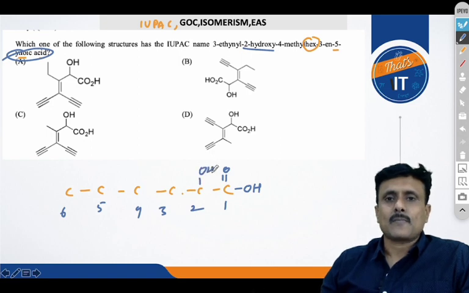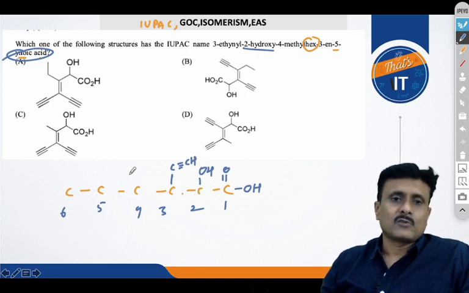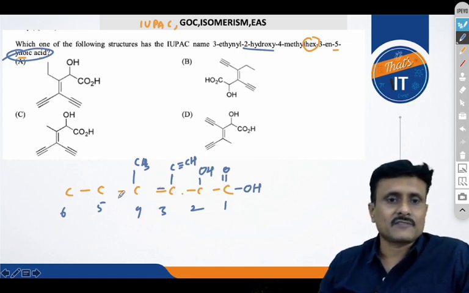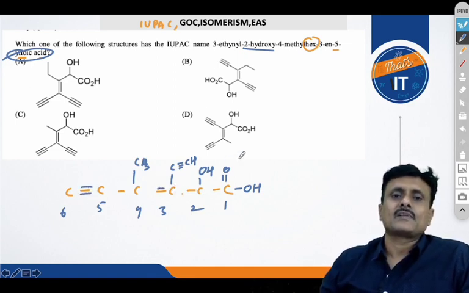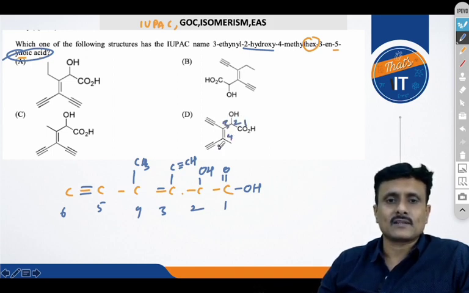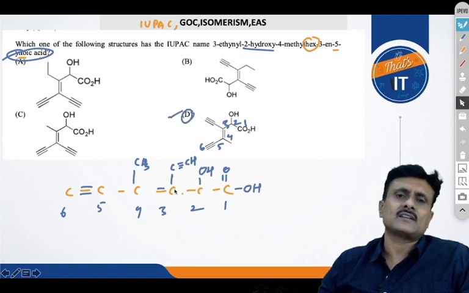Second has OH, isn't it? Third has ethynyl, you know ethynyl is C triple bond CH. Fourth has methyl, and you can see there is a double bond at third position and there is a yne at fifth position, isn't it? So the option which matches this requirement is this one. So option D is the right answer for the question. Easy questions are asked 8 times in JEE, isn't it?